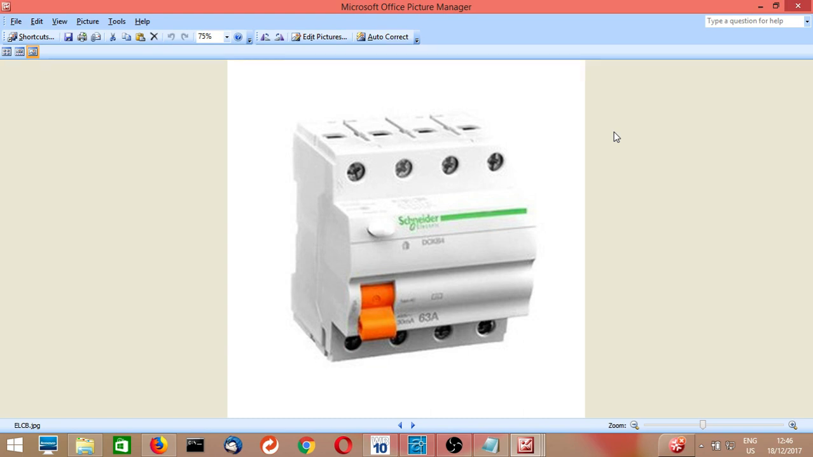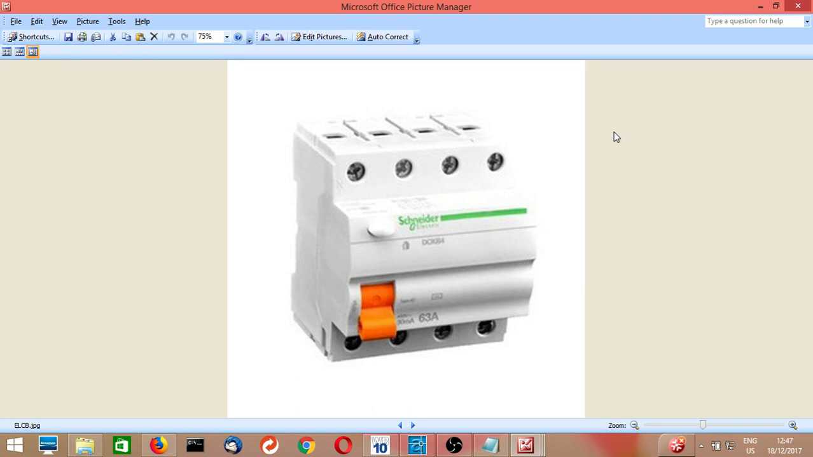But the main electrical parameter of the ELCB is the milliampere setting. That milliampere is the specification of the ELCB. That means the ELCB will trip if more than that particular milliampere of fault current is flowing through it. Normally ELCBs come with 30 milliampere, 100 milliampere, and 300 milliampere.